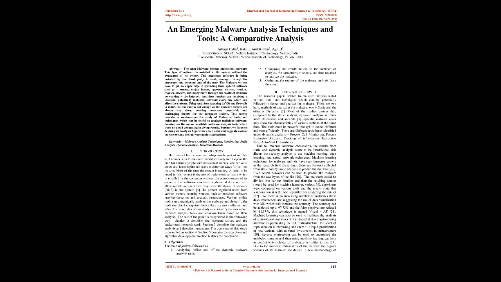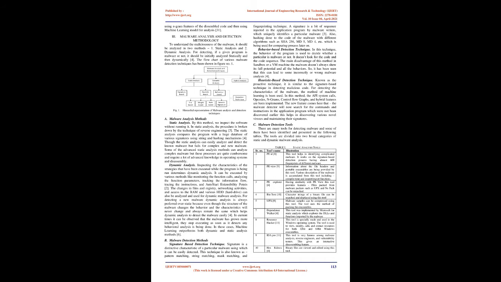Even neural networks can be used to predict the malware from the raw bytes of the file. The malwares could be divided into various families and then the resulting dataset should be used for machine learning. Various ML algorithms were compared on various tools and the results state that random forest is the best algorithm for analyzing the dataset. As there is an increasing number of malwares these days, researchers are suggesting the use of data visualization with ML, which will increase the accuracy. The accuracy can be achieved up to 97.73% and the false positives are reduced by 81.17%.